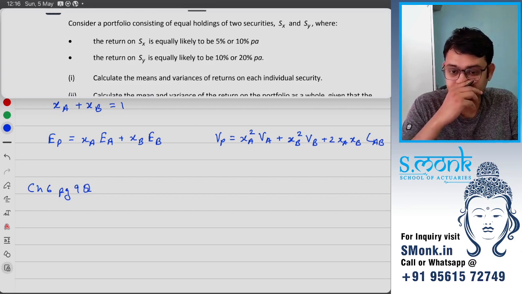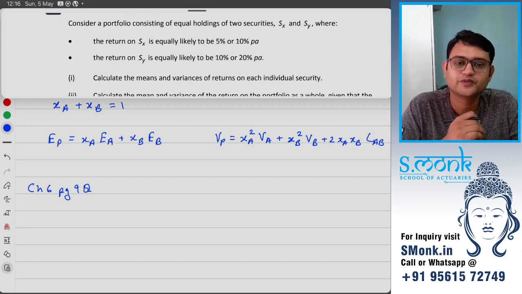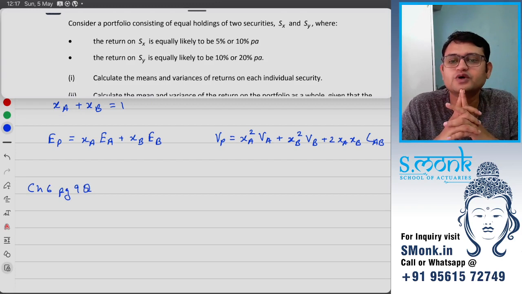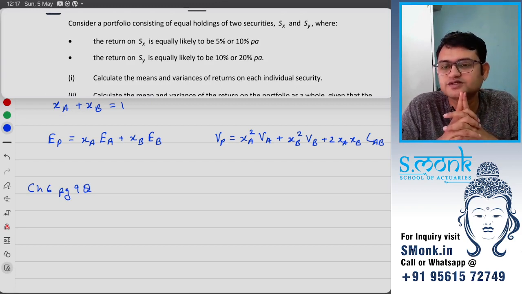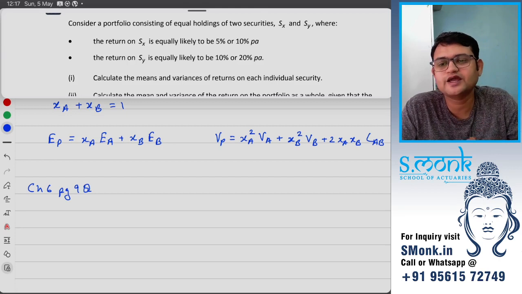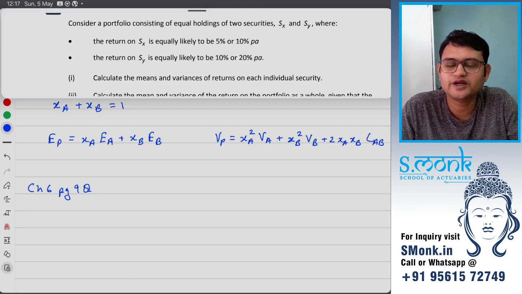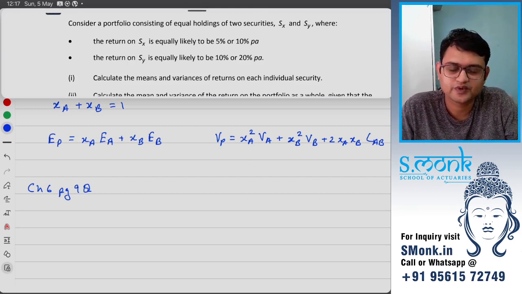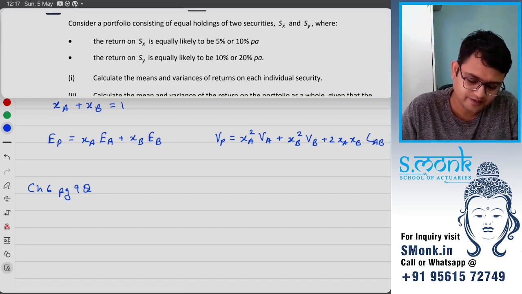So this is chapter 6, page 9, question. You're saying consider a portfolio consisting of equal holdings of 2 securities, SX and SY, where the returns on SX is equally likely to be 5% or 10% per annum. The returns on SY is equally likely to be 10% or 20% per annum.